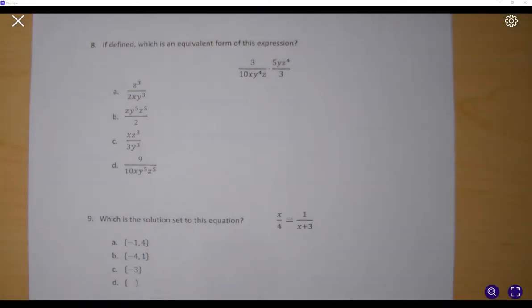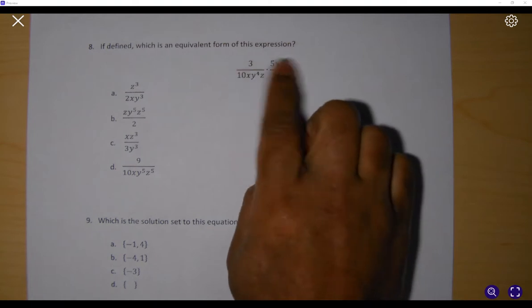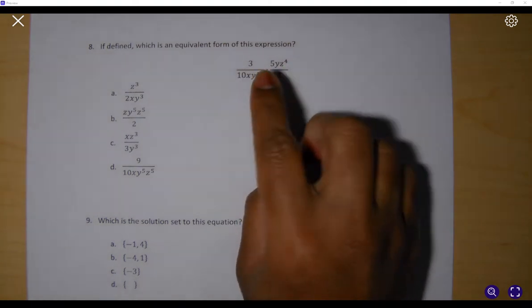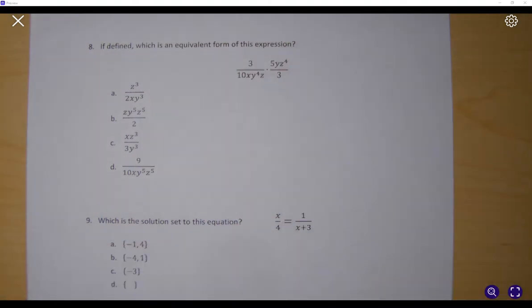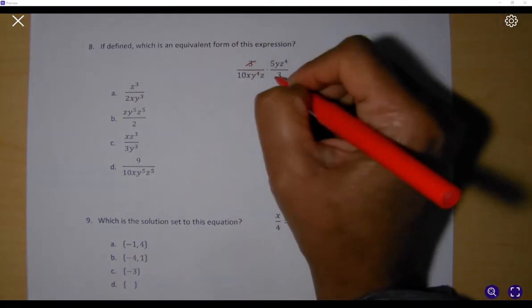Alright, so here is problem number 8. If defined, what is the equivalent form of the expression? So we're just basically simplifying it. When we're simplifying fractions, we have a numerator and a denominator here. When we're simplifying, we like to cancel out common factors. So here you can cancel out the 3's.